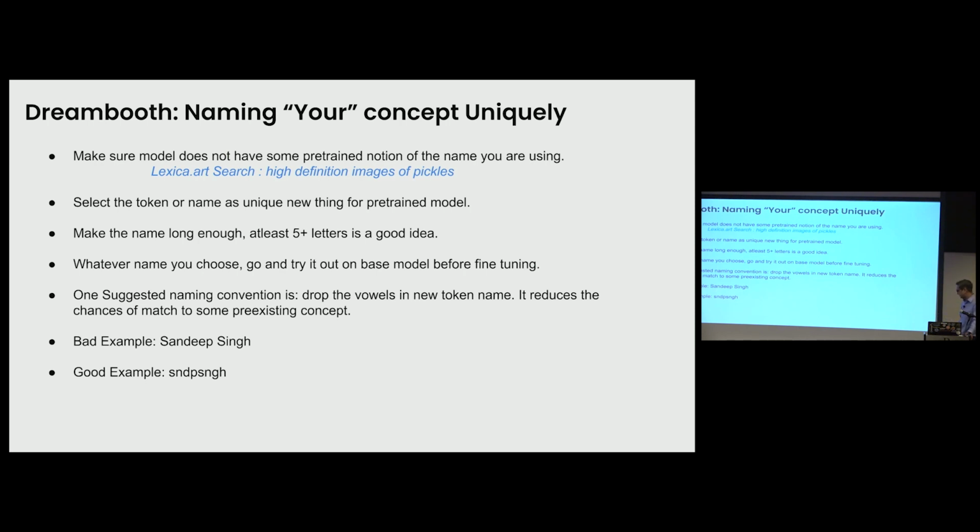For example, if I have to train images on my photos, and if I give the concept name Sandeep Singh, there are many people with this name. It's a very common name in India. So a good example would be to use something like SNDP, SNGH, because if I Google this, most probably nothing will come. So that's how you name your concept. It has to be unique enough for the model.